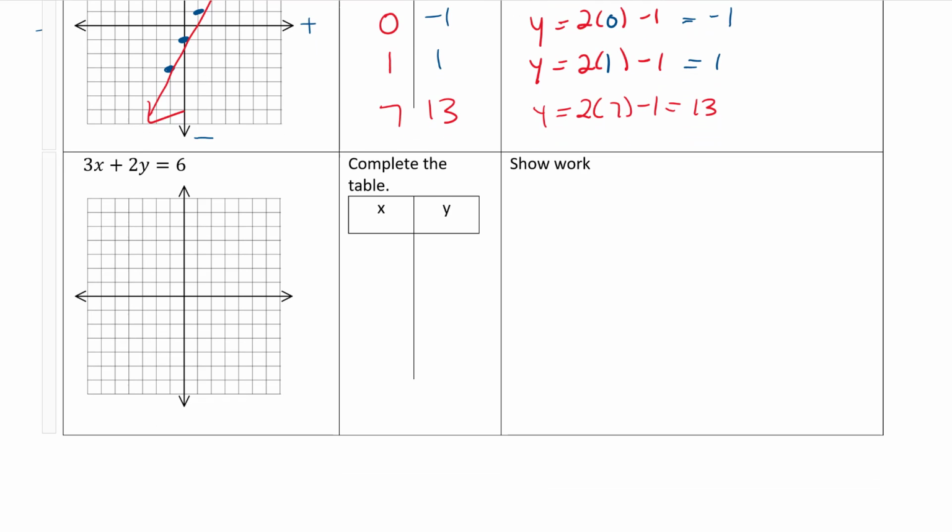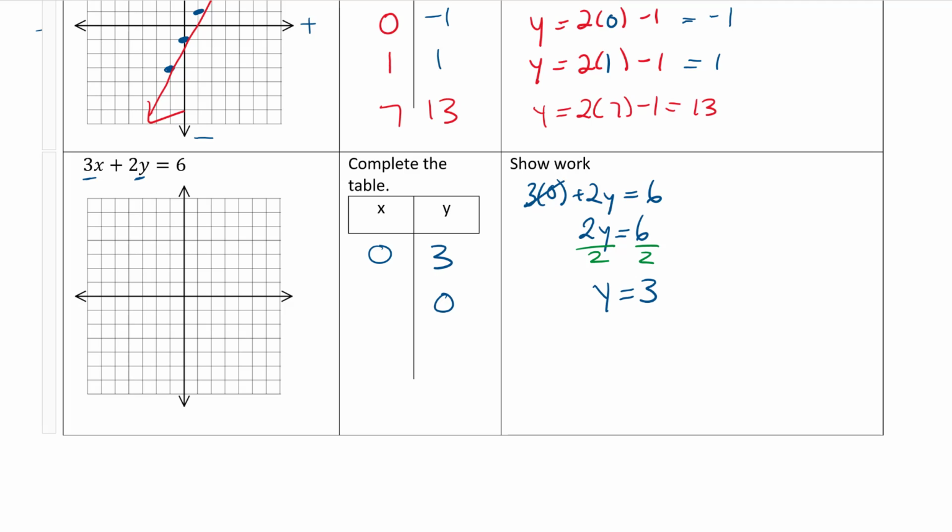Now notice that this problem is not set up for y. We have both x and y on the same side. So a sneaky way to do this one is to plug in 0 for x and then plug in 0 for y. What that's going to do is create an easy solve problem for you. So if I plug in 0 for x, 3 times 0 is 0, and all I have really is 2y equals 6. Now that's something I can easily solve for.